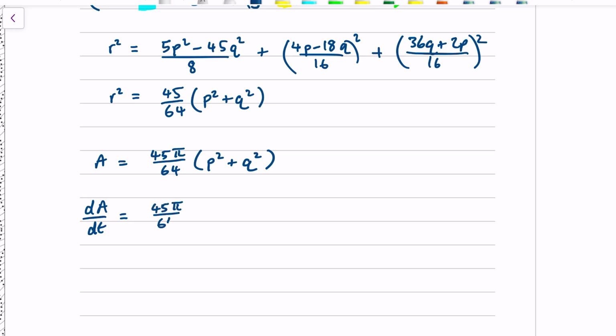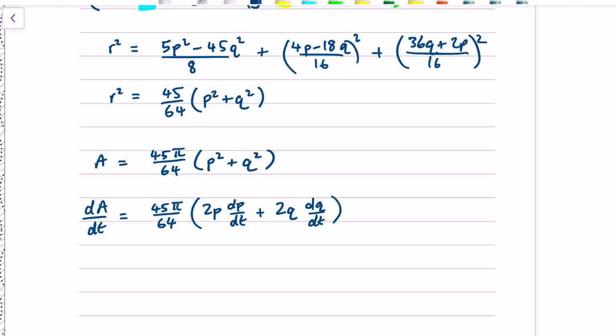45 pi over 64 just sits there. To diff p squared with respect to time, we differentiate it with respect to p, and then we put dp dt afterwards. And similarly with the q squared one, we go 2q, and then, oopsies, 2q multiplied by dq over dt, the rate that q changes with respect to time.